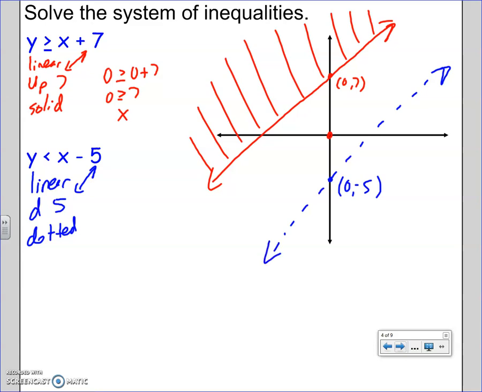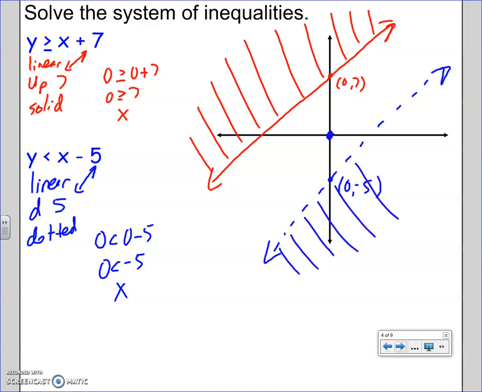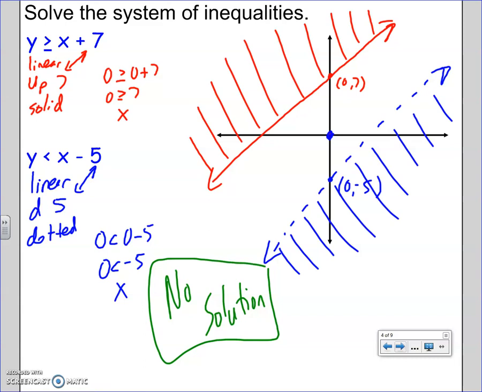I said do shading, test point. Let's try 0, 0 again. Is 0 less than 0 minus 5? 0 is less than negative 5. That's false, so I avoid the 0, 0 side. I shade the bottom side. So I check, is there any overlap? The answer to that is no. So this is no solution, because there's no overlap.